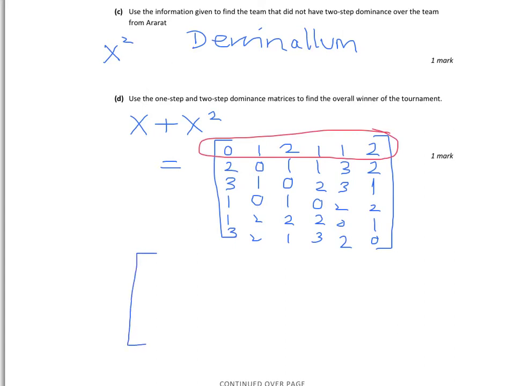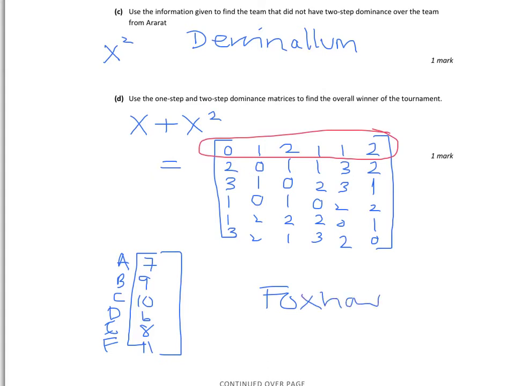So I'm going to represent that here just as a column matrix. So we'll put each team in. Now Ararat has, when we add that up, a total of 7. Ballarat has 9, Colac has 10, Derranellum has 6, Edenhope 8, and Foxhowl 11. So that tells us that the overall winner will be Foxhowl, and they have a total of 11 1 and 2-step wins there.